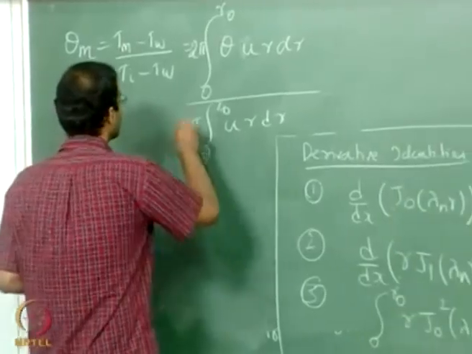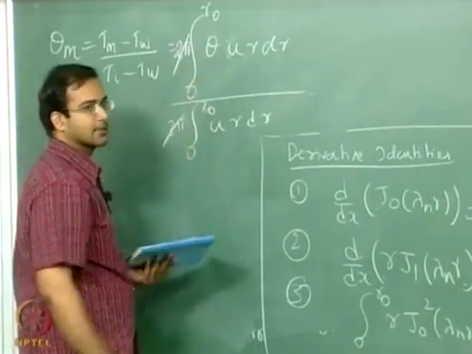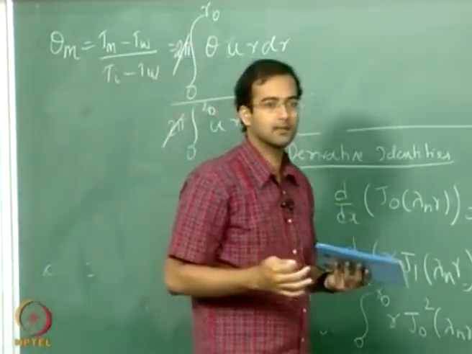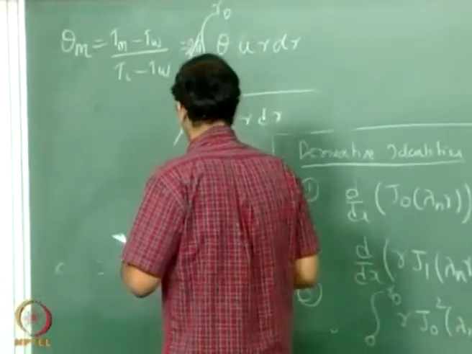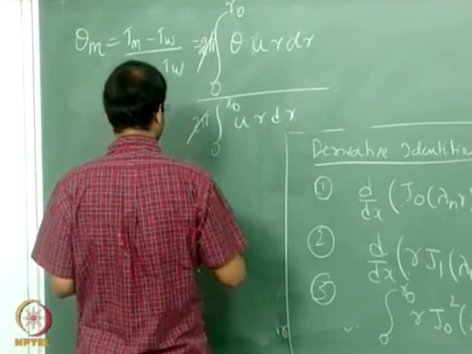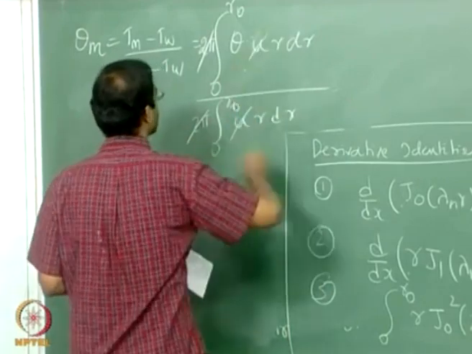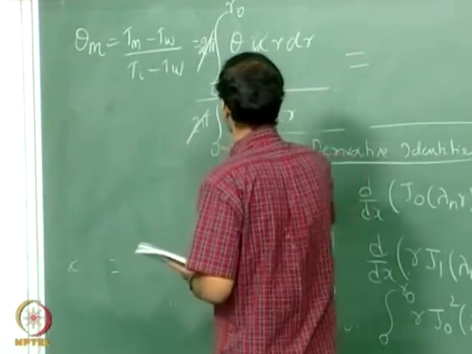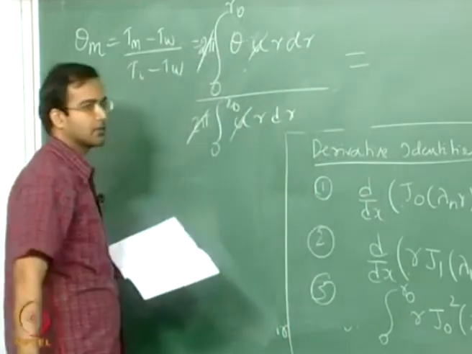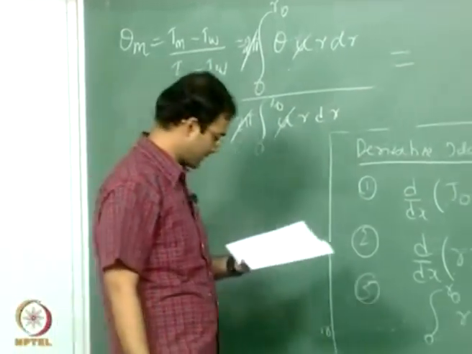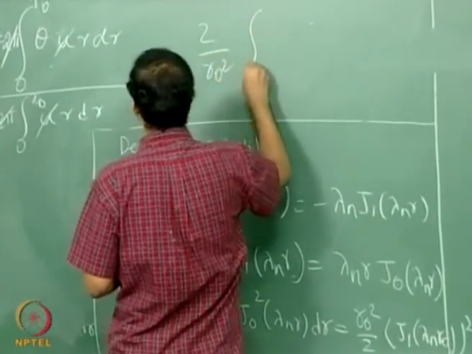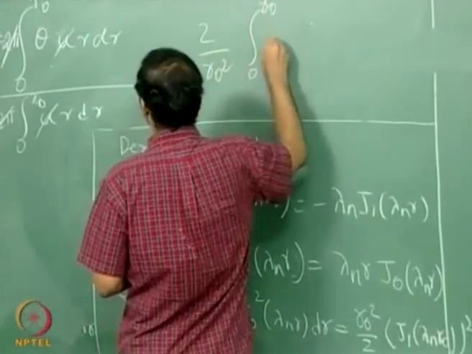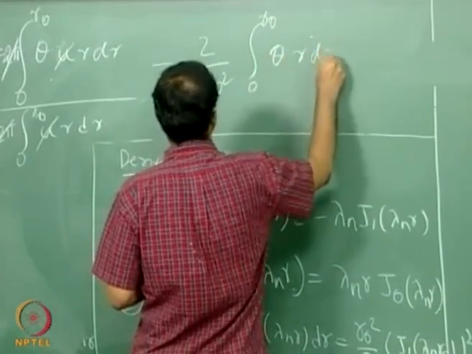Okay. Now in your present case your u is a constant, this is a plug flow case. So therefore the u can be taken out of the integral and cancelled off straight away. So integral 0 to r naught r dr will be r naught square by 2. Okay. So this can be written as 2 by r naught square integral 0 to r naught theta r dr.